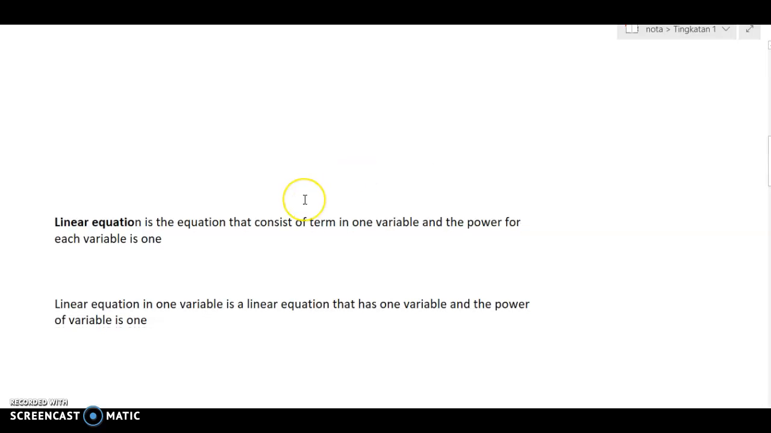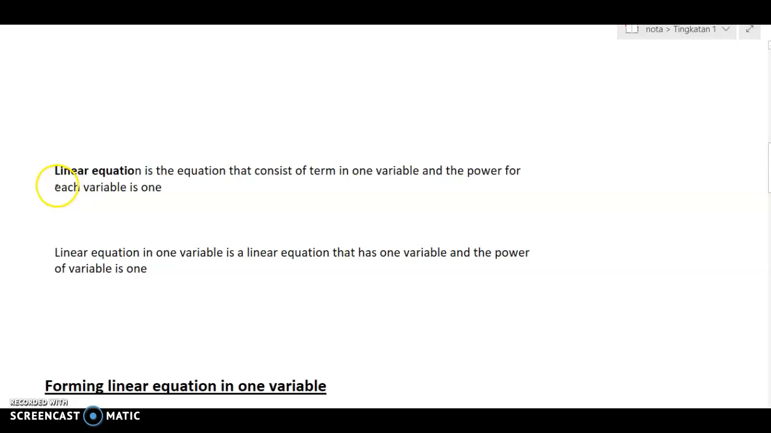Now we move on to another one. Linear equation is an equation that consists of terms with one variable, and the power for each variable is 1. For example, x plus y is equal to 10, or z plus 2s equal to 30. They have variables, terms of x and y, but we must make sure that for a linear equation, the power for each variable is 1. If it is more than 1, we still call it an equation, but we do not call it a linear equation. We call it other things later.